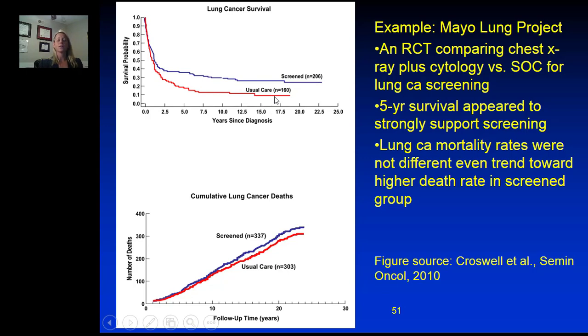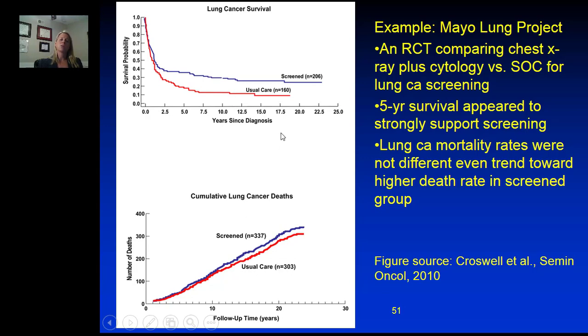And this figure essentially suggests that the new screening approach of chest X-ray plus cytology increases survival versus the standard of care. However, if you look at the same data, but now you're plotting it as a cumulative plot, cumulative events, cumulative cancer death, because that is the ultimate outcome that we're measuring here as well, survival. You now see that as you plot cumulative death as a function of time, there really isn't as much of a difference between the two treatment groups, or the two screening groups, I should say.